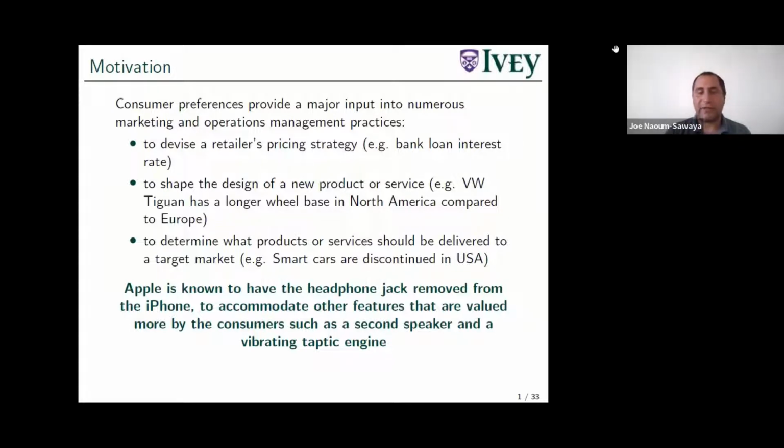So that's just one, I think, quite interesting example of how a preference learning model could help in making a bold decision to take out a feature from a product that consumers are very used to, and putting in features that consumers actually appreciate, but really very few would be willing to take that bold move.